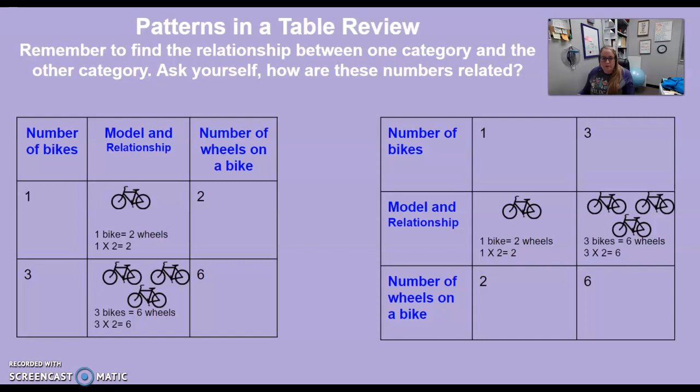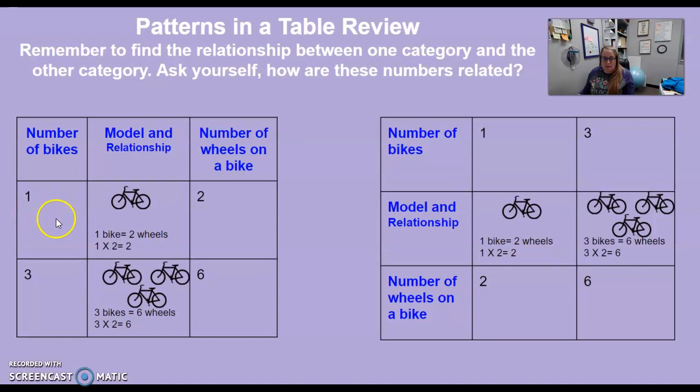Okay, the last thing we're going to review is when we have patterns in a table. So this is what we talked about yesterday. Remember, you're finding the relationship between one category and the other category. Something you need to always ask yourself whenever you have a question like this is, how are these numbers related? Remember, there could be a horizontal table where it's going from side to side.